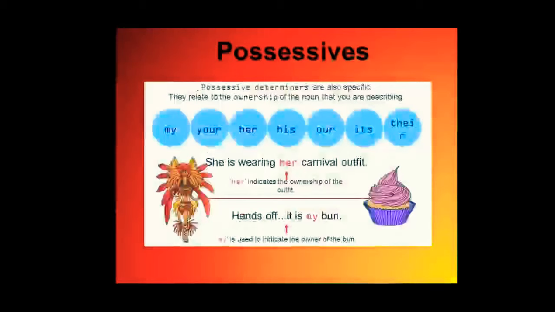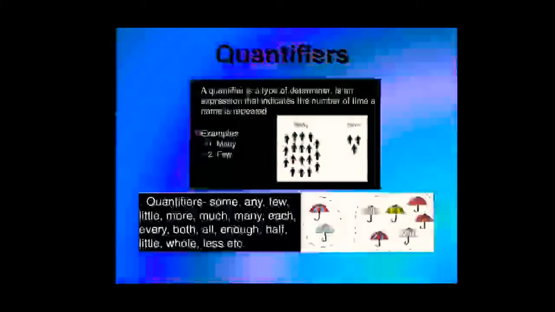The next example: hands off, it is my bun. My is used here to indicate the ownership of the bun. The person saying it is saying it for himself or herself, that my bun, showing possession, showing ownership.